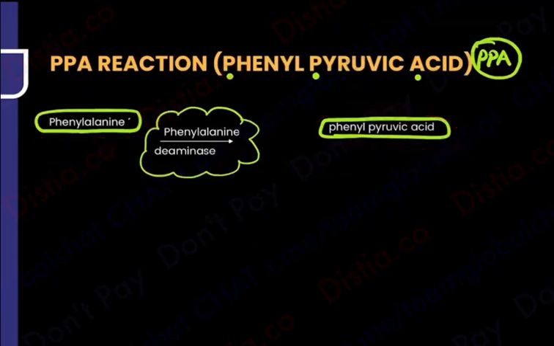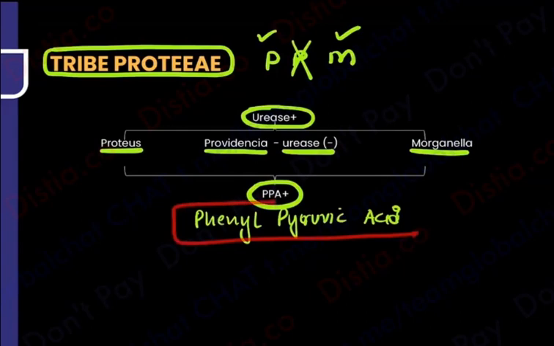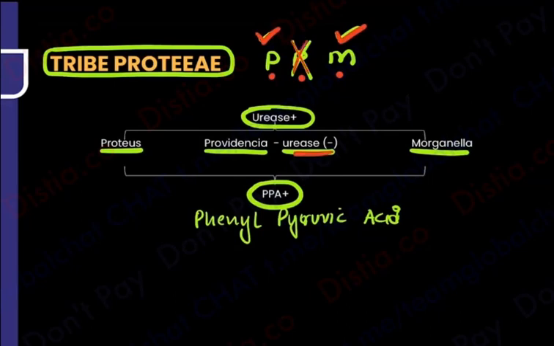Again, as I said, keep it simple. All of them are going to produce phenylpyruvic acid. All of them are PPA positive. So remember, PPM is PPA positive: Proteus, Providencia, Morganella. Proteus and Morganella are also urease positive. Providencia is urease negative. Of course, my primary concern is going to be Proteus.